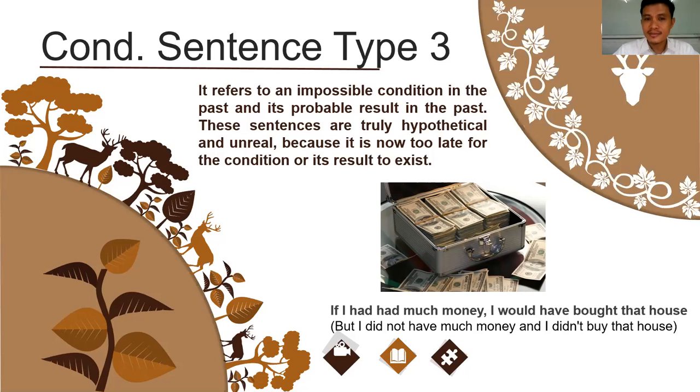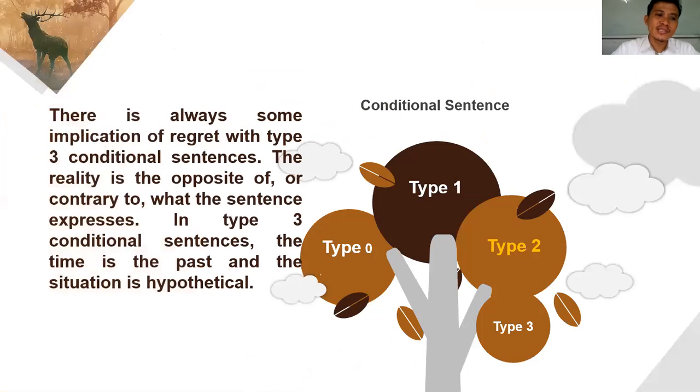Okay, next. There is always some implication of regret. So it means you seem that you regret. You regret, oh my God, why didn't I study hard? And I failed because I did not study very hard. So then you are thinking in your mind now, if I had studied hard, I would have passed the exam. So you regret, nyesel gitu.